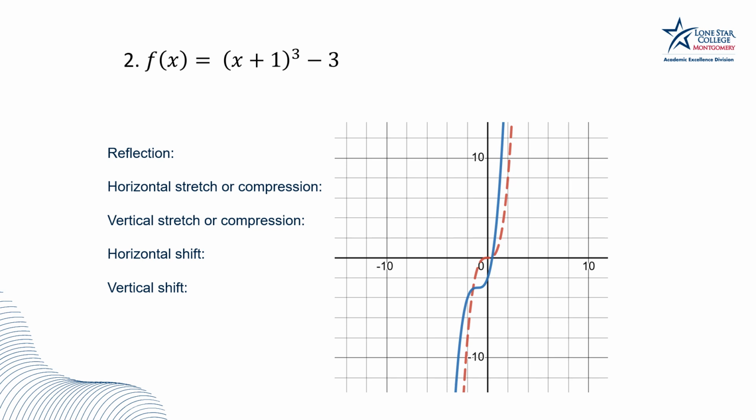Now, you want to notice here that on our parent function, that red dotted line, there's that little flat portion at the point (0, 0) right here. You want to treat that as your anchor point. That's the point you want to focus on that's being shifted in whatever direction it is.